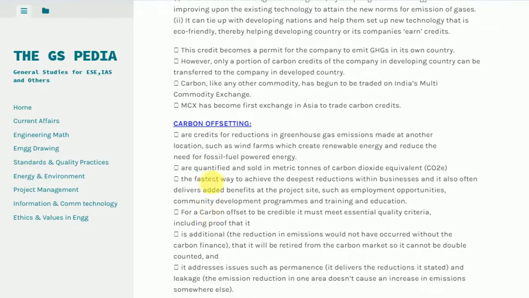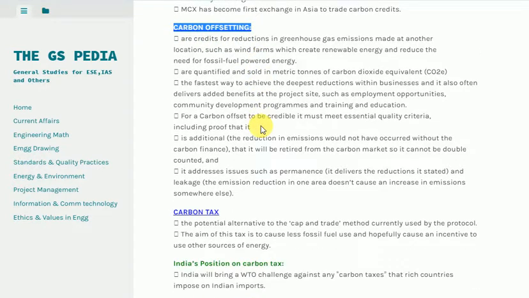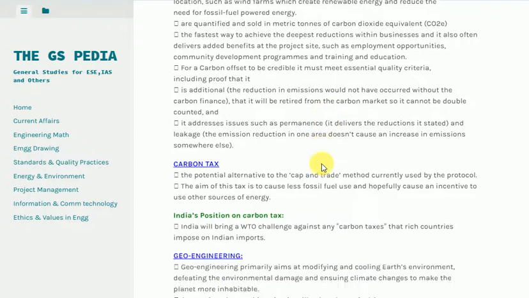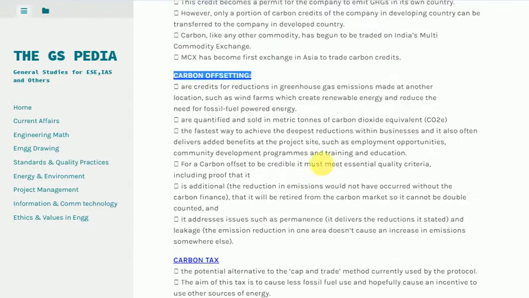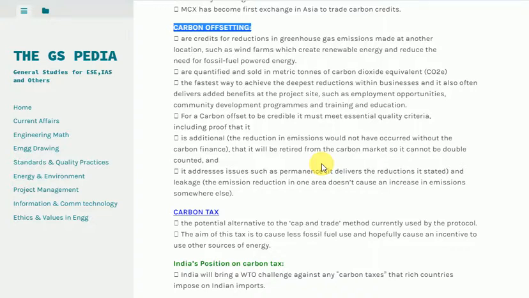Carbon offsets are credits for reductions in greenhouse gas emissions made at another location, such as wind farms which create renewable energy and reduce the need for fossil fuel-powered energy. They are quantified and sold in metric tons of carbon dioxide equivalent, CO2e. It is the fastest way to achieve the deepest reductions within businesses, and it also often delivers added benefits at the project site, such as employment opportunities, community development programs and training and education.